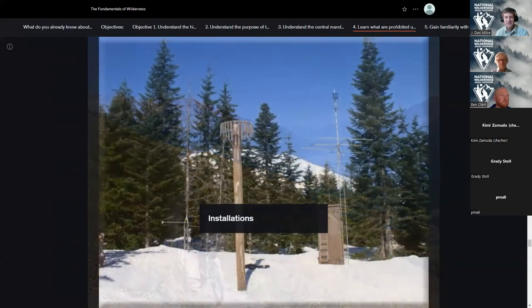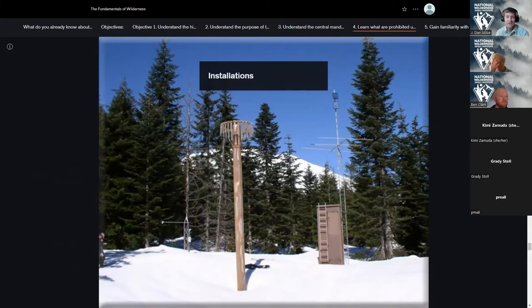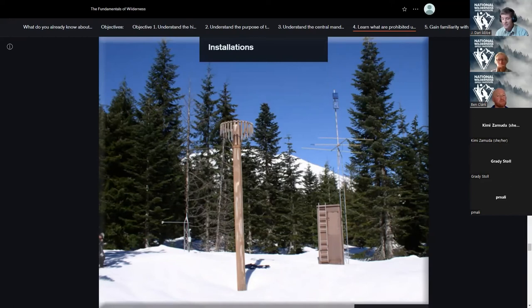And installation. So installations is called out. So that's over and above structures. So installations like this one here technically would be prohibited in wilderness. So those are the 10. And again, I would refer you to section 4C of the Wilderness Act, which actually is titled Prohibition of Certain Uses. That's what it says in the Wilderness Act itself.